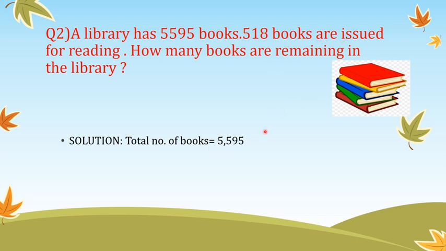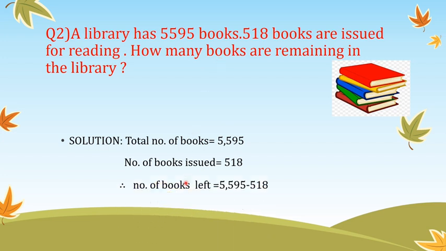Now from this, books are issued for reading. So our next statement will be number of books issued. So how many books were issued? 518 books were issued, were given, right? And because the word issued is here, so we are using the same vocabulary over here. And then third question is there, how many books are remaining in the library? So our third statement will be, therefore number of books left. Remaining means left, right? So to find out that, we will have to subtract 5595 minus 518.